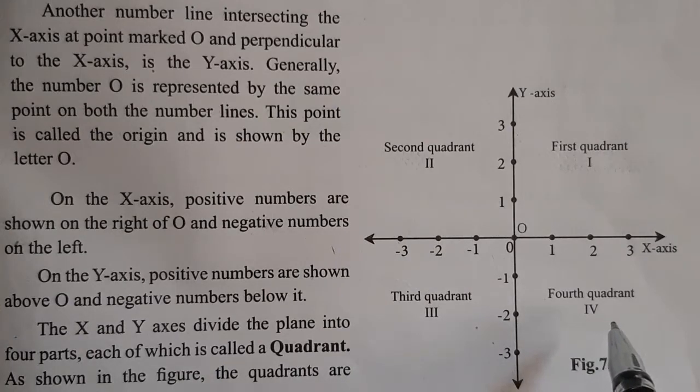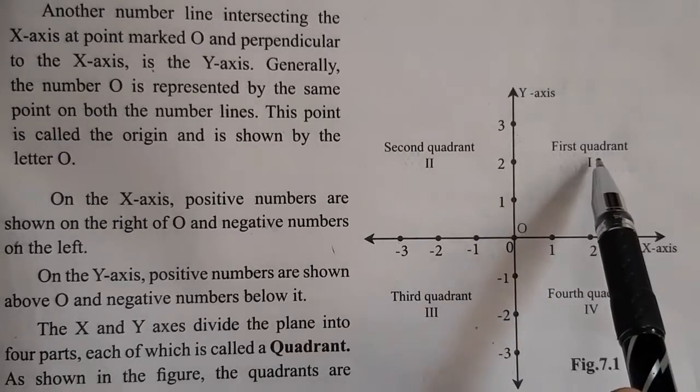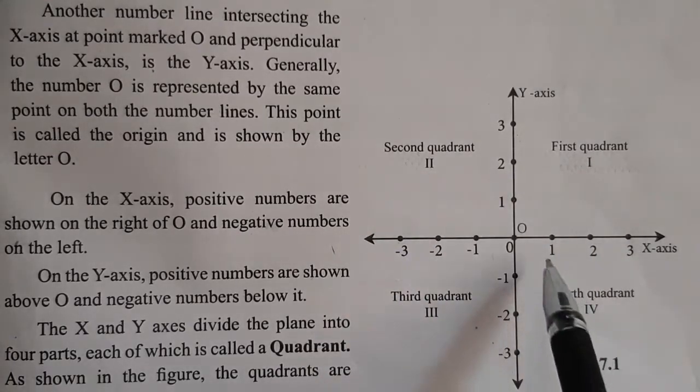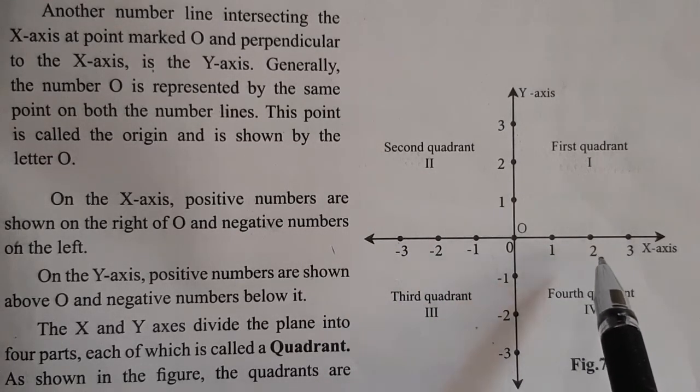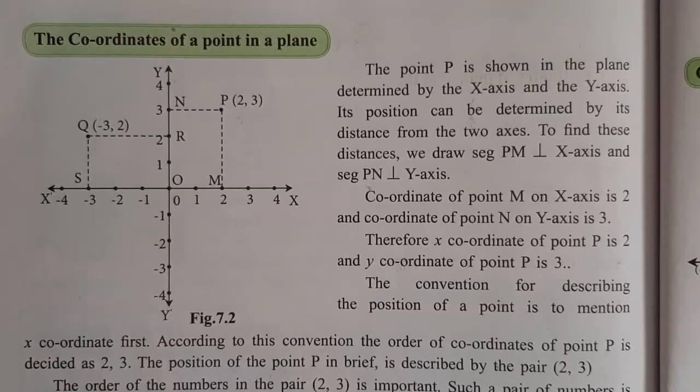The points on the axis are not included in the quadrant. Those points are present on the axis. They are not included in a quadrant. They lie on an axis only. Understood everyone? Now we'll discuss the coordinates of a point in a plane. That means how to represent the coordinates of a point in a plane.